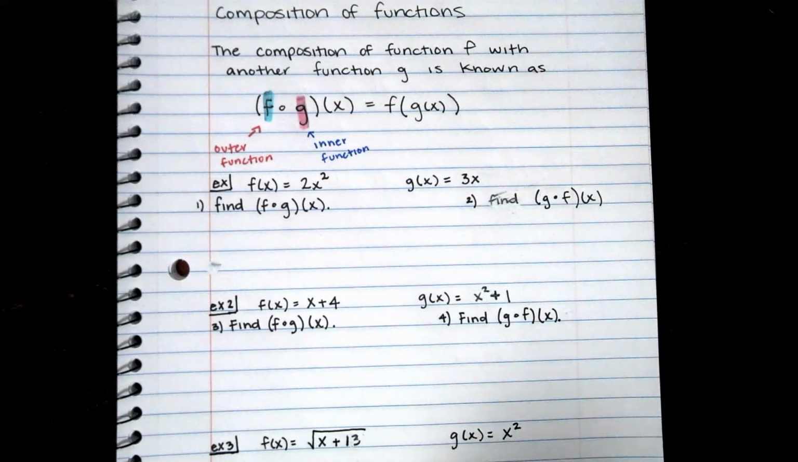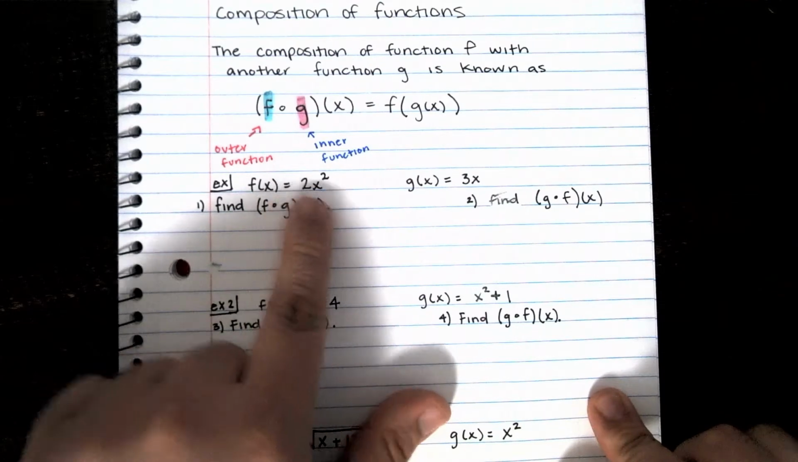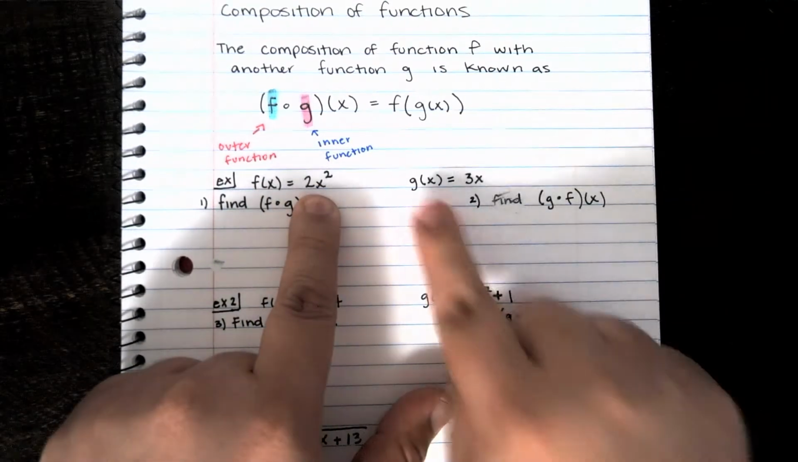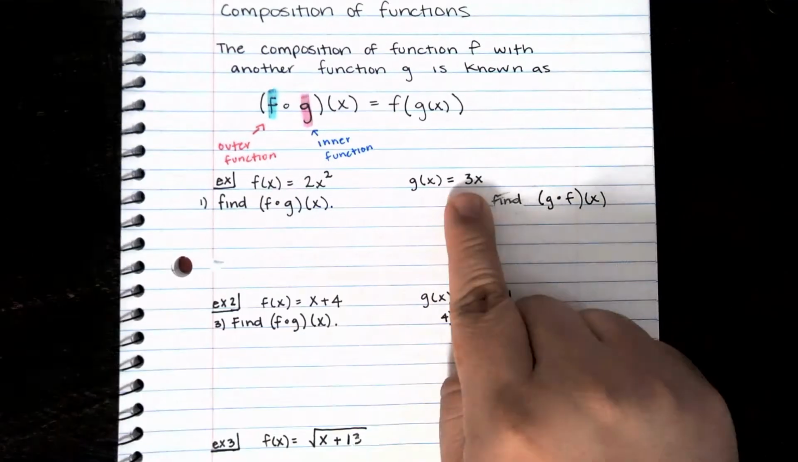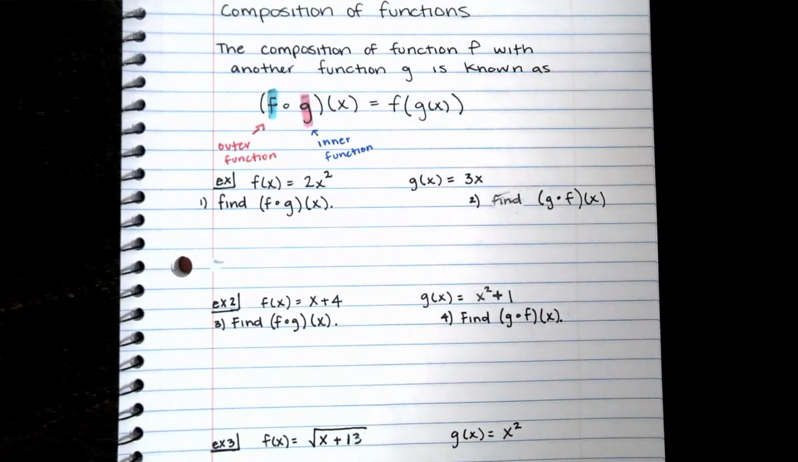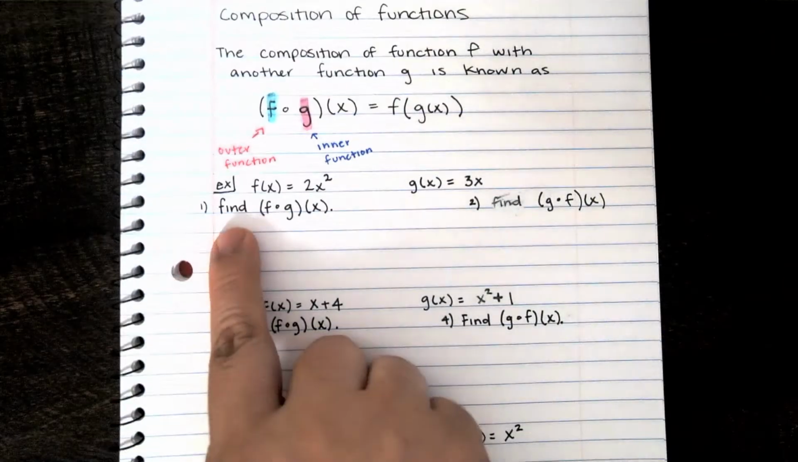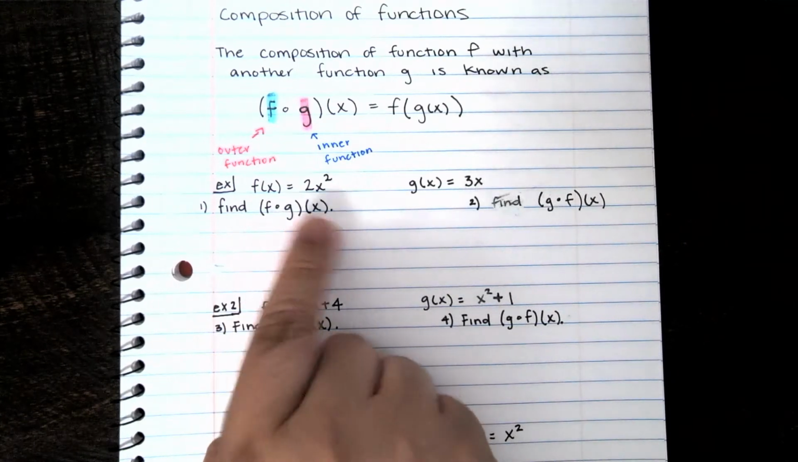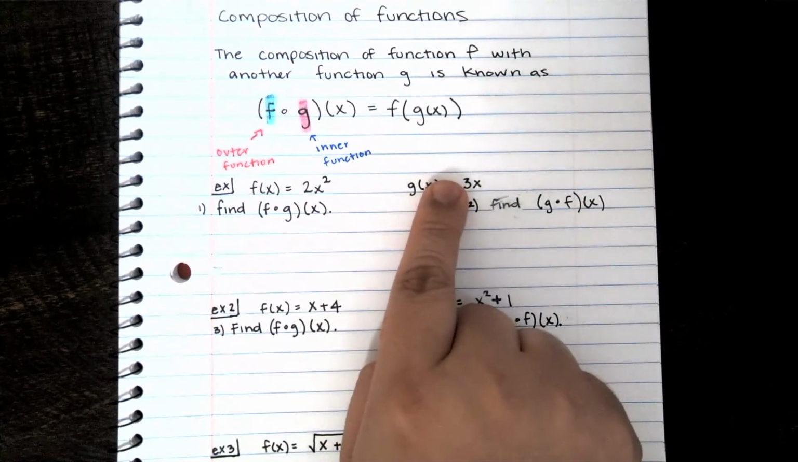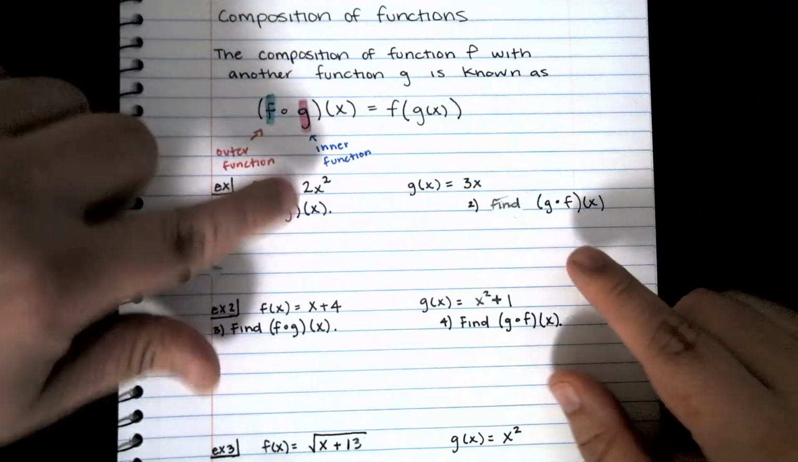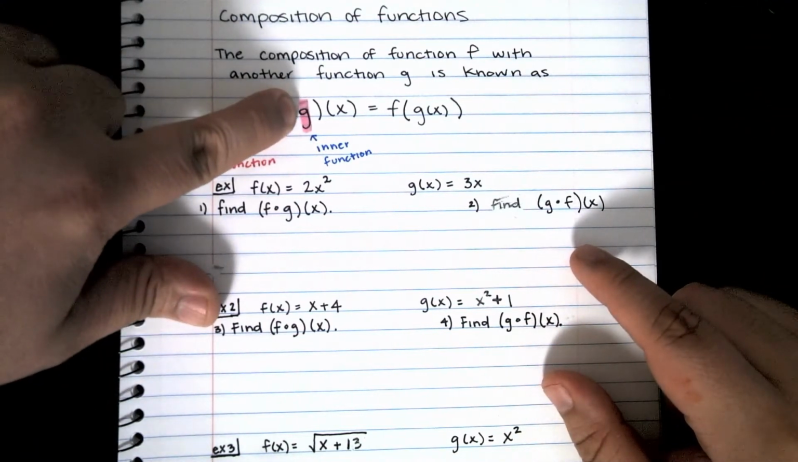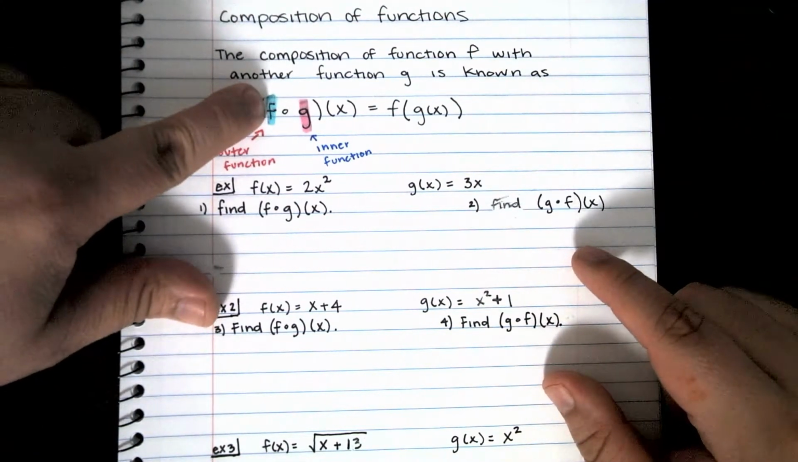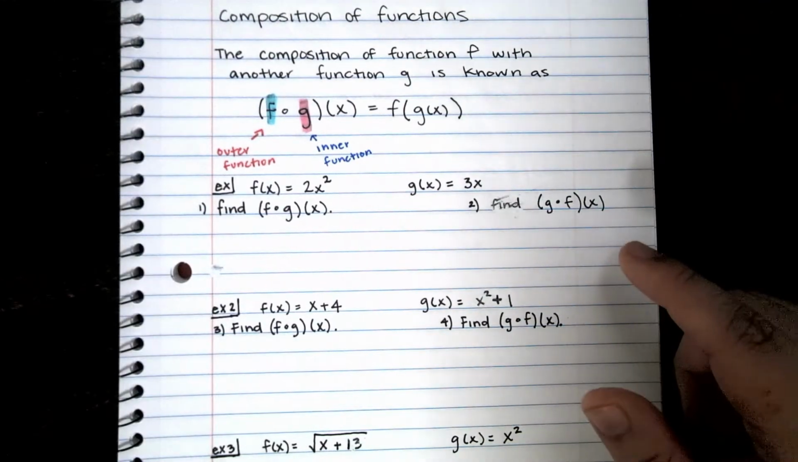So let's start with the first example here. We have f of x equals 2x squared, and we have another function g of x that's equal to 3x. So we're going to do the first one here. It wants us to find what f of g of x is if these are our two functions. So again, remember, the second letter is the one that's going inside. The first one is the outer shell, or the outer function.